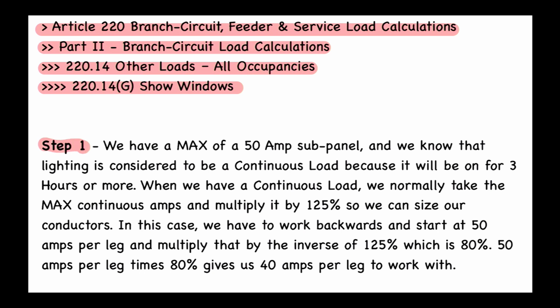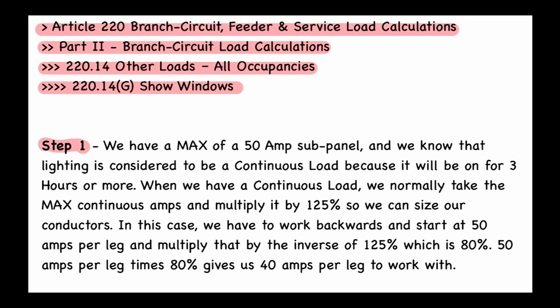So we're going to go to step number 1. We have a max of a 50 amp sub panel. We know that lighting is considered to be a continuous load because it will be on for 3 hours or more. When we have a continuous load, we normally take the max continuous amps and multiply it by 125% so we can size our conductors. In this case, we have to work backwards and start at 50 amps per leg and multiply that by the inverse of 125%, which is 80%. 50 amps per leg times 80% gives us 40 amps per leg to work with.